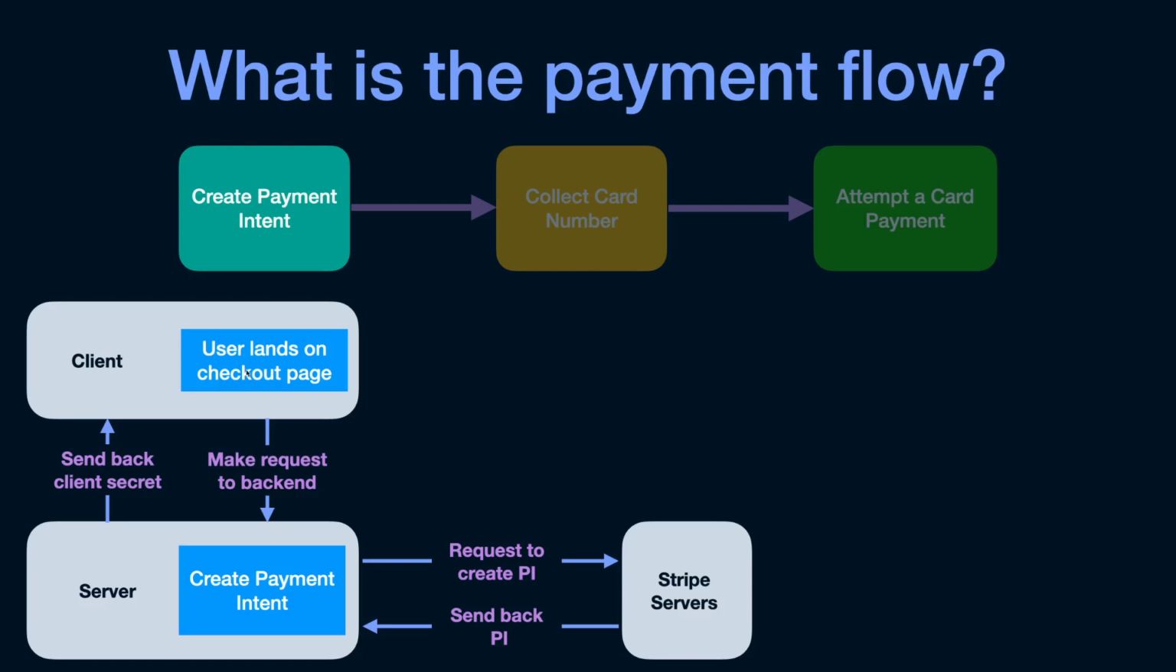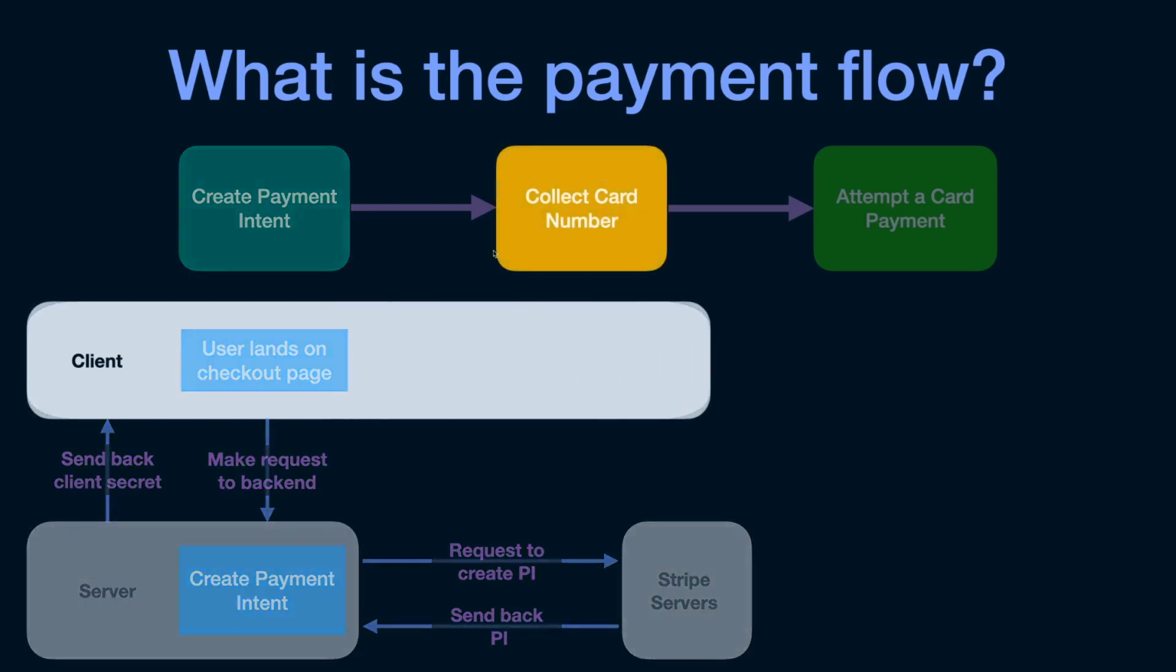The user lands on the checkout page. We say, okay, this user is going to pay this amount, because we know the amount because he landed on the checkout page. And then we make a request to the backend. Our backend is going to create a payment intent by talking to Stripe servers, and Stripe servers are going to respond back by giving us that payment intent. Most importantly, in our servers, we are only going to send back the client secret, because that client secret is what is going to be used later to attempt a charge on whatever card we're going to collect from the user. So that's the first step.